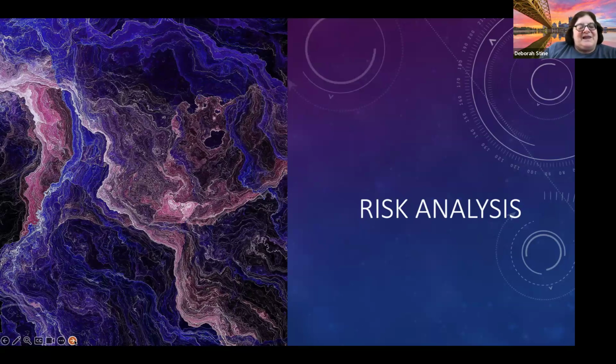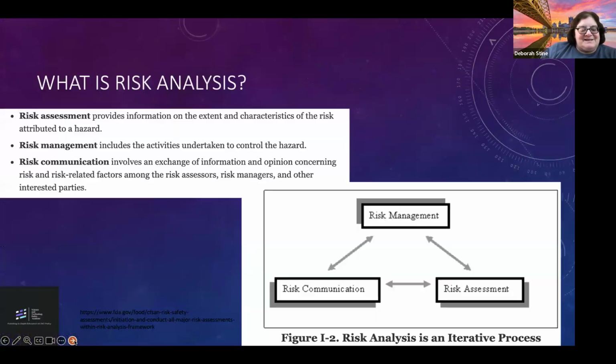Okay, so the last category here is risk analysis. Risk analysis has sort of three parts to it. So you have risk assessment, which is basically how hazardous something is. And then you have risk management. So somebody who is qualified in risk assessment says, oh, the risk of this intervention is like 1 in a million.